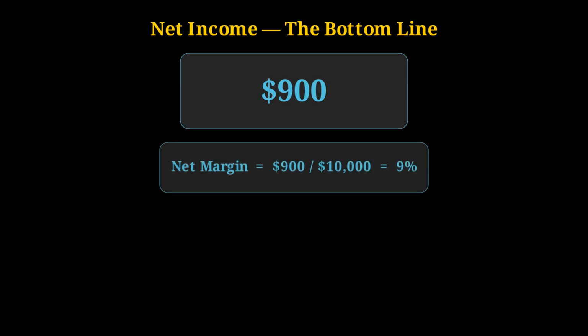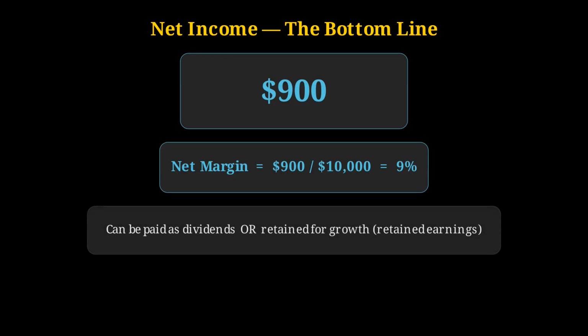Net income margin is net income divided by revenue, times 100. 900 divided by 10,000 is 0.09, times 100 is 9%. Net income margin is 9%. Net income is what's available to shareholders. It can be paid out as dividends or retained in the business to fund growth. Net income is the final measure of profitability. If net income is positive, the company made money. If net income is negative, the company lost money. The income statement tells the story of how revenue turned into profit or loss.